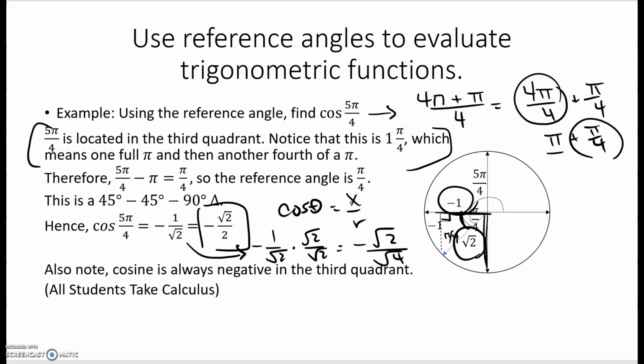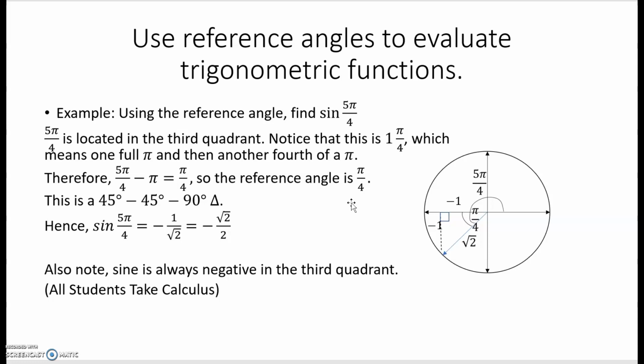Now to make sure that we have the correct sign, since we are in the third quadrant, we use All Students Take Calculus. In the third quadrant, only tangent and cotangent are positive. All the other trig functions are negative, which means cosine should be negative, which is what we're getting. So we have the right sign.